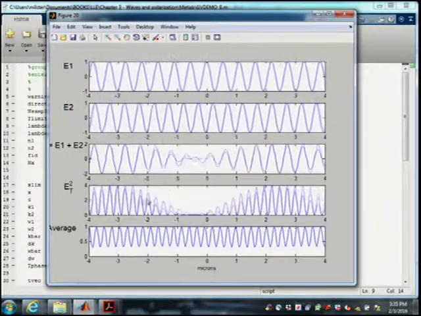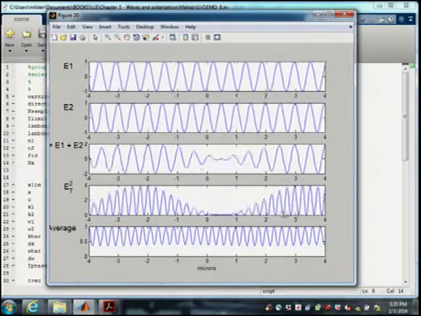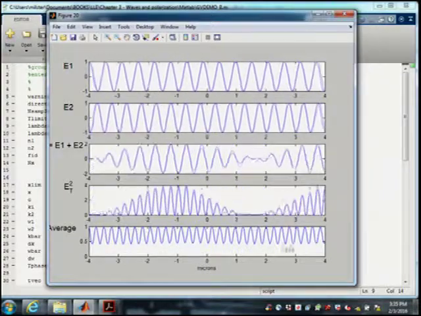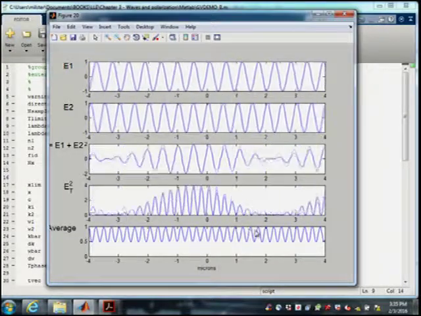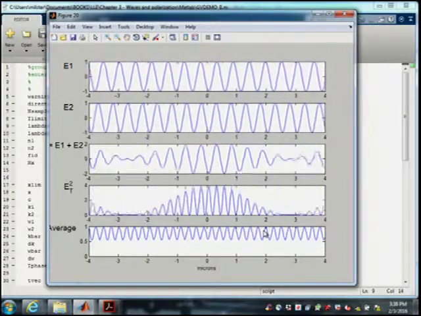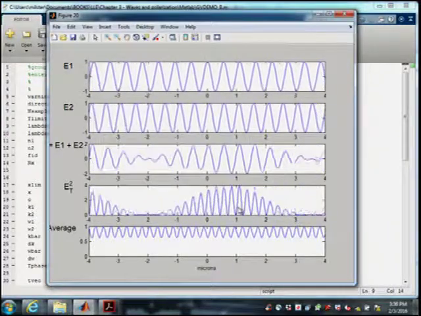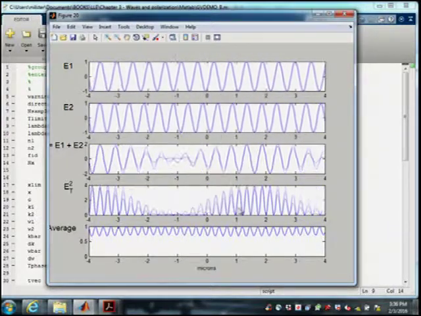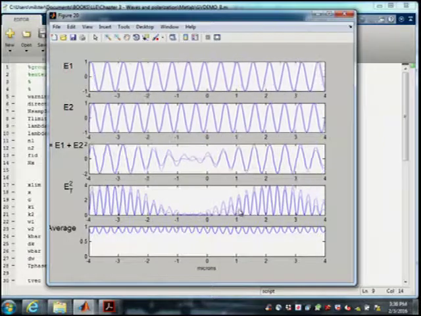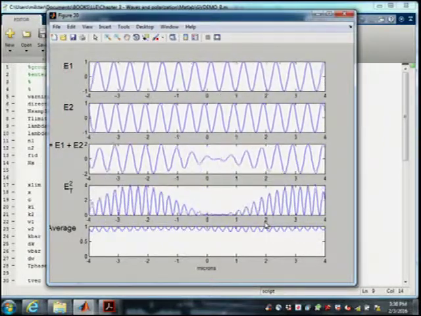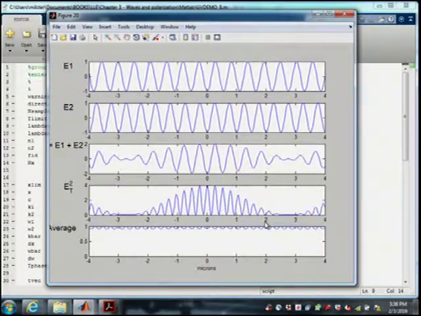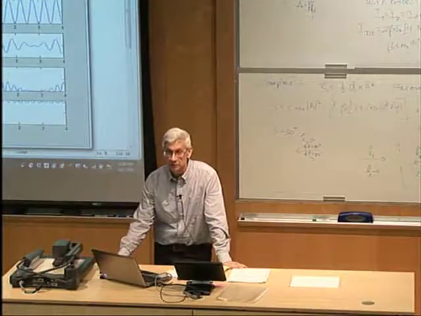So this is the magnitude of E squared. It's going this way instantaneously, so eventually this will average to a constant. But depending on the difference in wavelengths, if the difference in wavelengths was very small, you could actually detect this as a beat frequency. And it'd be really interesting to look at that in terms of the Poynting vector, the complex Poynting vector.